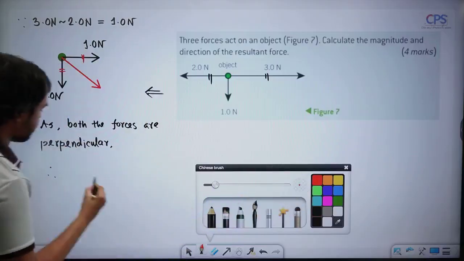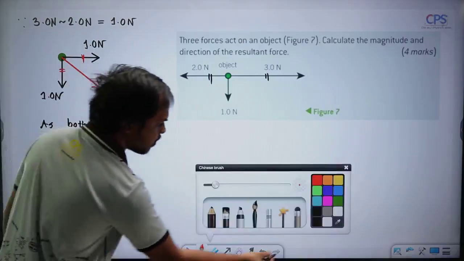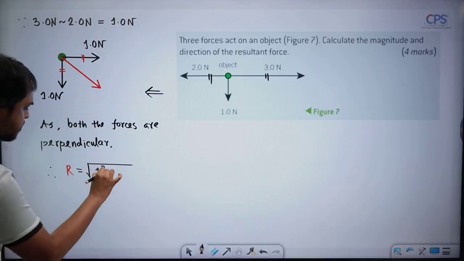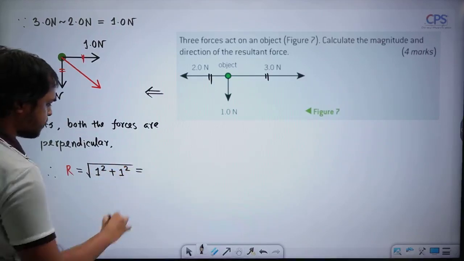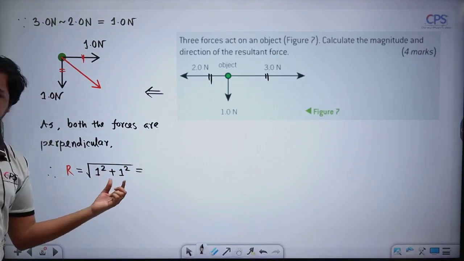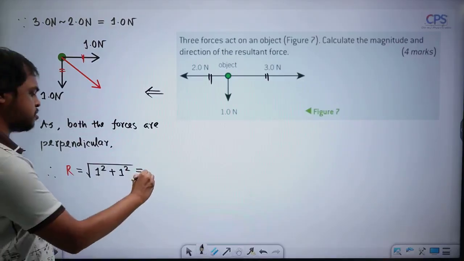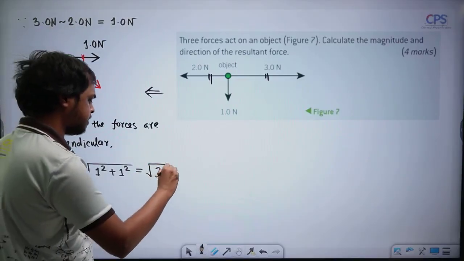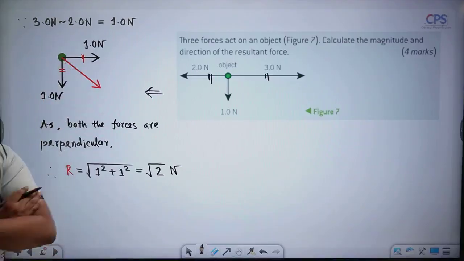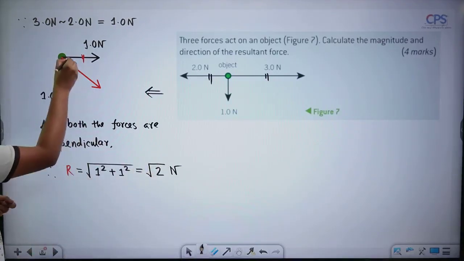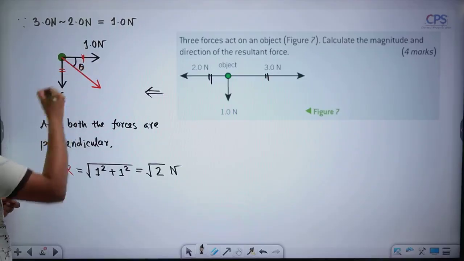Resultant R equals root over 1 square plus 1 square, root over a square plus b square. Remember, for 2 perpendicular vectors, it is root over 2 Newton. This one is the magnitude. What about the direction? The direction is theta.